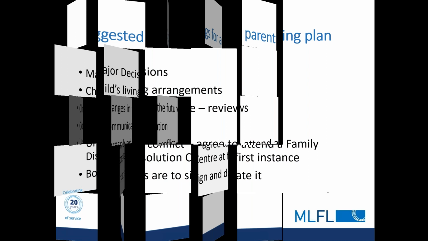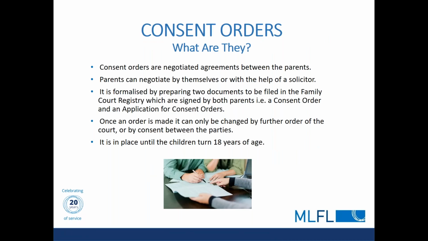So just moving on to consent orders then, what are they? They are negotiated agreements between the parents, and that is therefore similar to a parenting plan in that respect. Parents can negotiate by themselves or with the help of a solicitor. Once they have reached agreement, it does need to be formally documented, and that's done by preparing 2 documents. The documents are the consent order, which sets out the parenting arrangements the parties have agreed to, and another document called an application for consent orders.